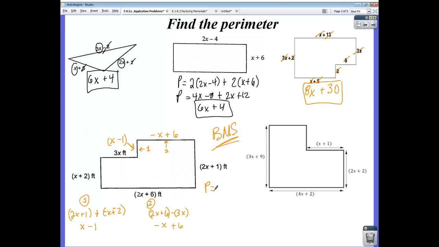So the perimeter is equal to adding up all the sides. So we have a negative x plus 2, which is a positive x, plus 2, which is a positive 3x, plus x is 4x, plus 3 is 7x, and don't forget about this, plus x is 8x. And then I'll start here, negative 1, plus 6 is 5, 6, 11, 13.